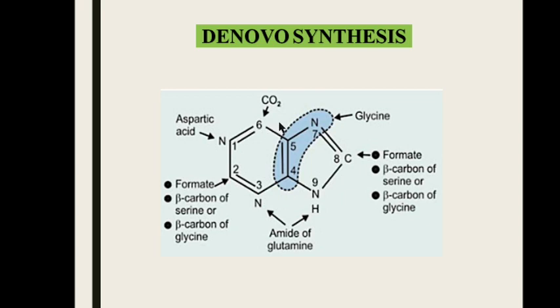Thus the amino acids which need to be remembered are aspartic acid and glutamic acid, because these 2 amino acids are going to contribute to the nitrogenous atoms of the purine ring, along with glycine, which is going to contribute to N7. Thus amino acids are contributing to all the nitrogenous atoms.